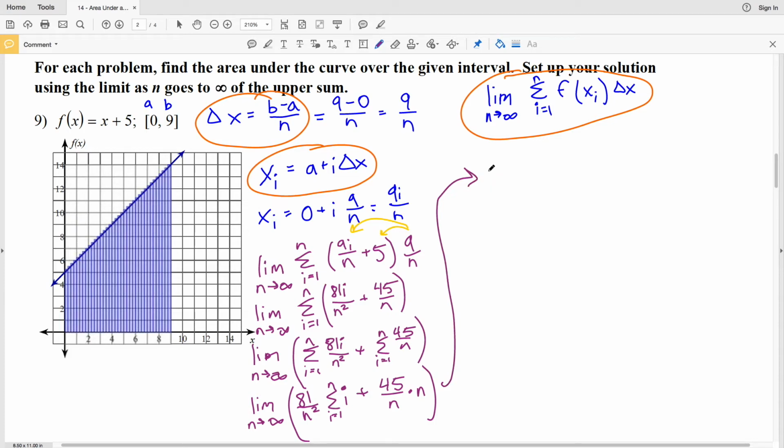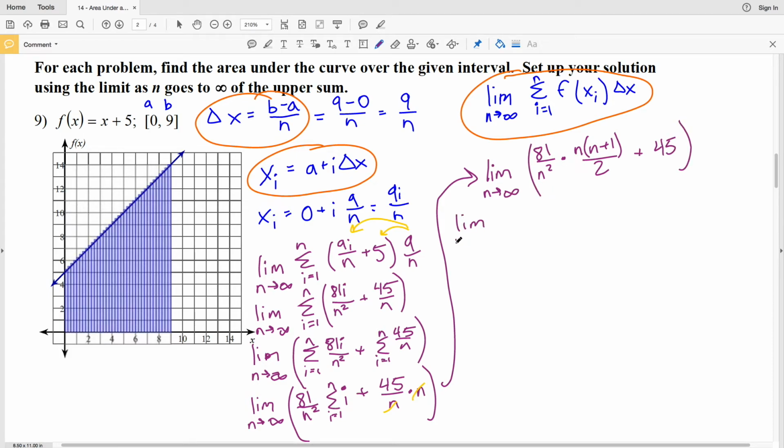Now continuing my work, we'll have the limit as n approaches infinity of 81 over n squared times, this was our formula. But as opposed to using k, we're now using i. But it's still going to be the same result. So that's n times n plus 1 over 2. That was our formula. And then we're adding 45 times n divided by n, which is simply 45.